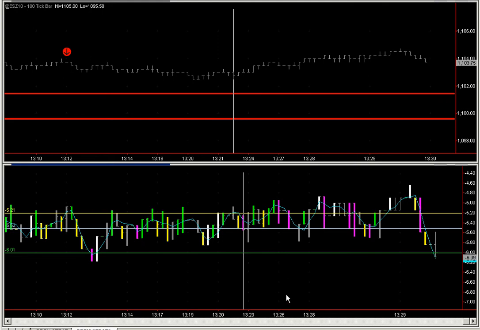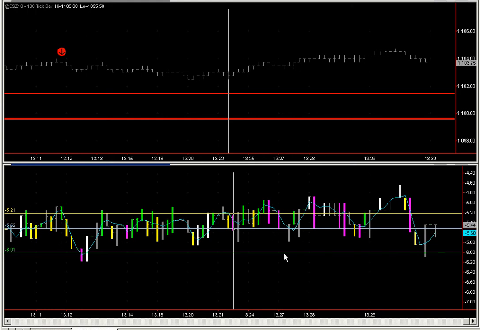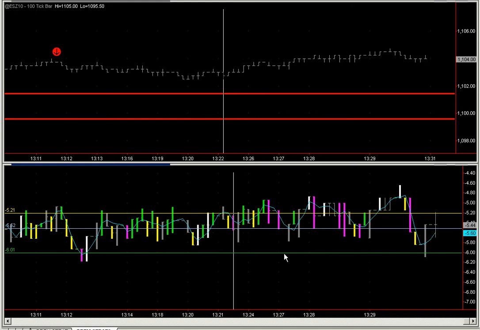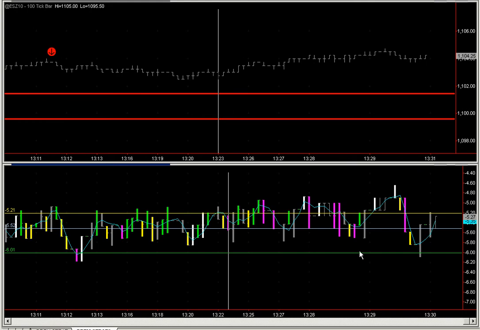Now we're going to discuss the indicator and some of the features of it. Number one, you'll notice that there is a yellow line and a green line. We're going to call these threshold lines. We can't take a short trade unless the bars shown here are below the threshold. We can't take a long trade unless the lows of the bars are above the green line.